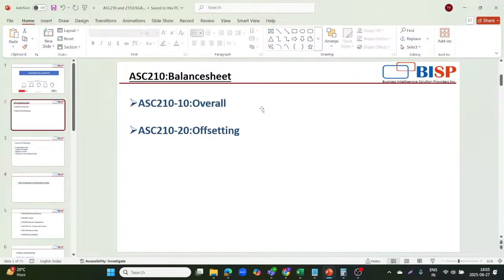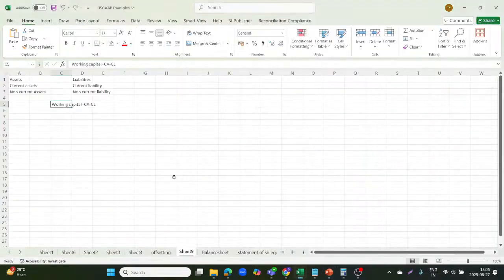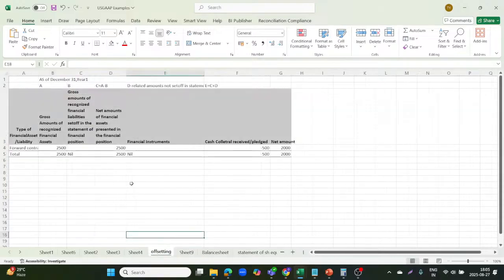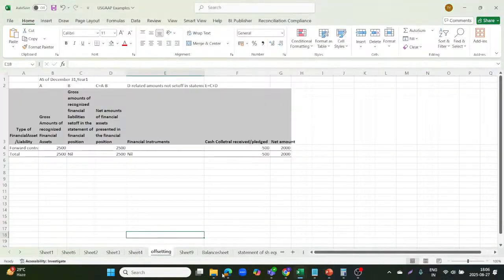And the second subtopic, that is 210-20 offsetting, provides guidance on offsetting amounts for certain contracts such as derivative contracts and repurchase agreements, which are accounted as collateral borrowings. It provides guidance on netting off or offsetting effects on contracts. Now we'll see one example on balance sheet, or we can start with offsetting. Okay, so first is overall, that's your balance sheet, and second you have offsetting. So we'll start with the balance sheet.